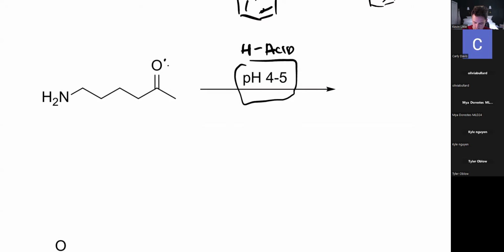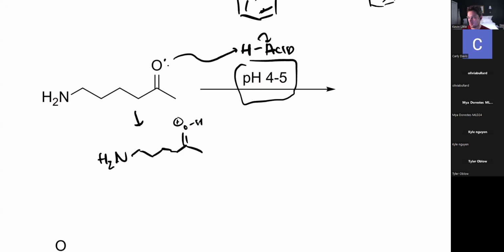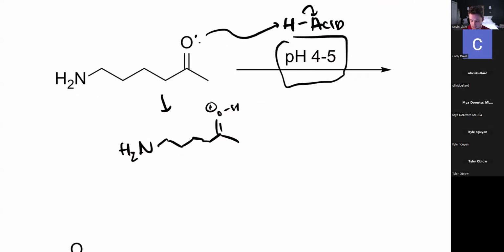So first step is I've got an electrophile. I'm going to protonate it, just like every other mechanism we've ever done. I've got a nucleophile nearby in this amine. The amine attacks the carbonyl. This forms a 1, 2, 3, 4, 5, 6 membered ring.